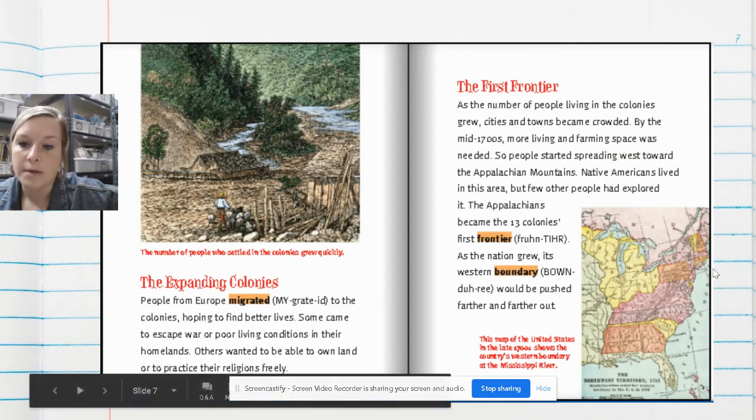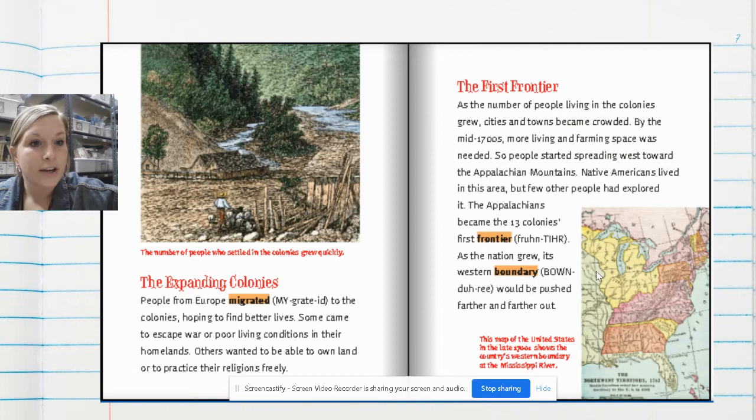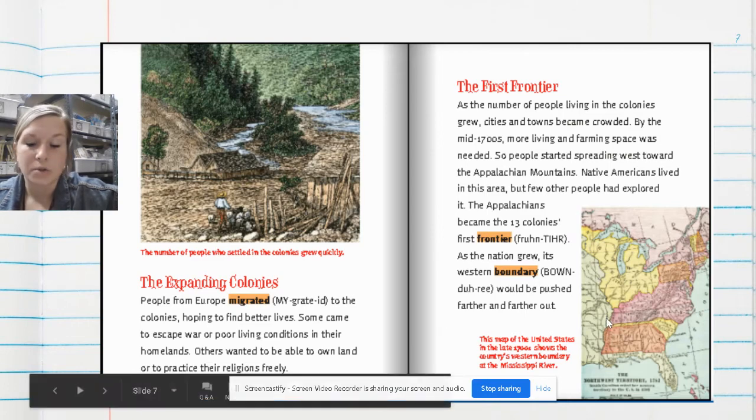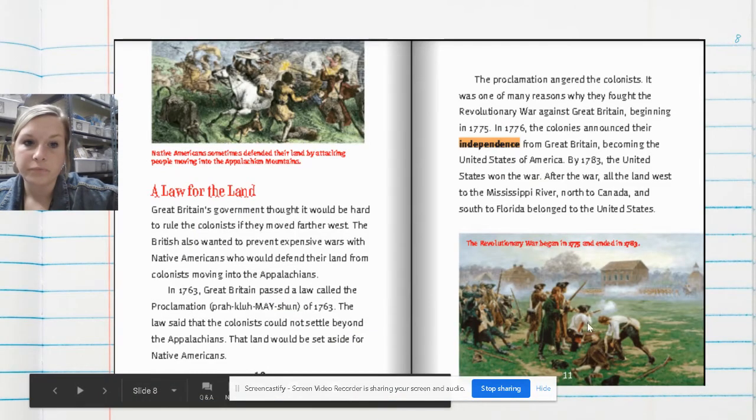So here it says this map of the United States in the late 1700s shows the country's western boundary at the Mississippi River. So it would stop right here. So the United States used to have just this section of land, as you can see, like they talked about the original 13 colonies, and that doesn't even show Kansas yet. So you have to think about how much it has grown and expanded since then.